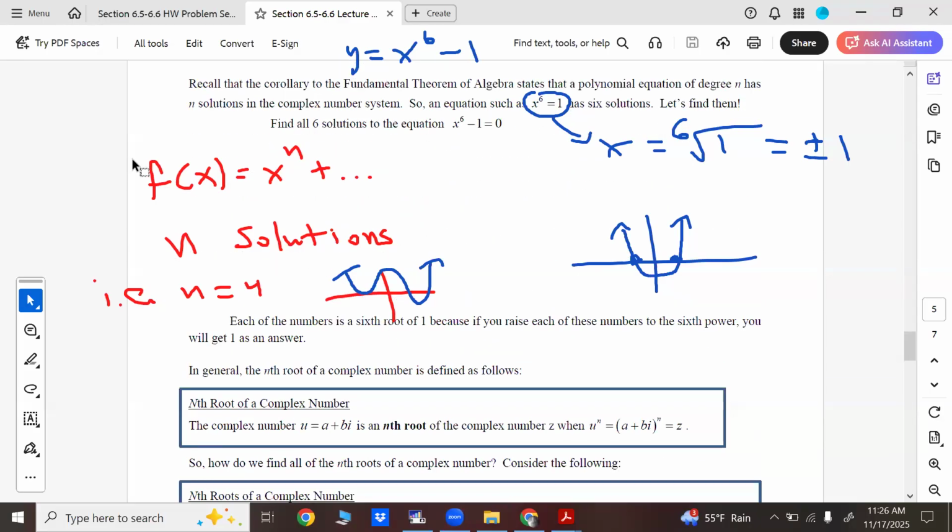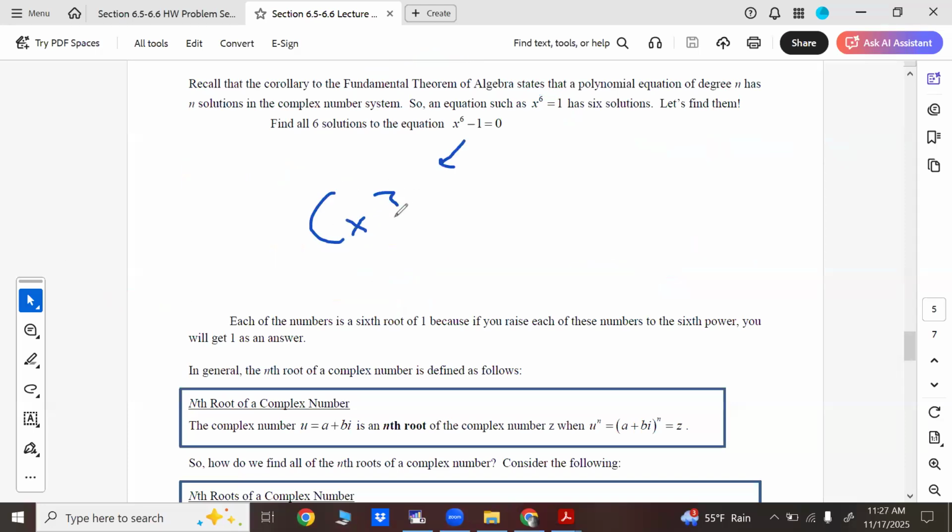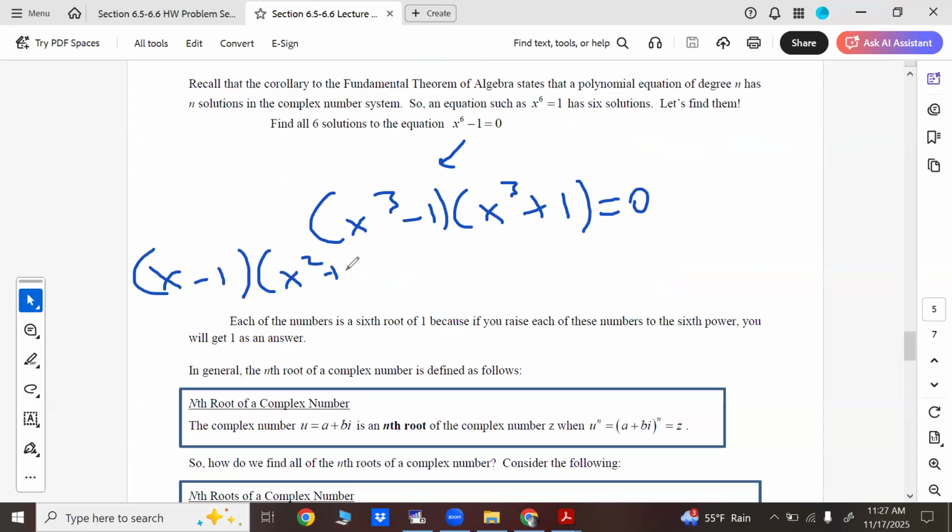Now, you don't have to copy this down, but isn't that the same thing as saying this? You probably don't remember this. Maybe you did this last year. I've got to talk to Mr. Ban. There's the difference of cubes formula. But you guys did it. Okay, good. I forgot it. We'll talk about it in January.